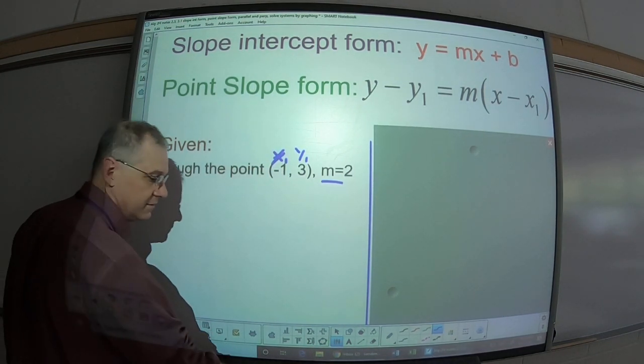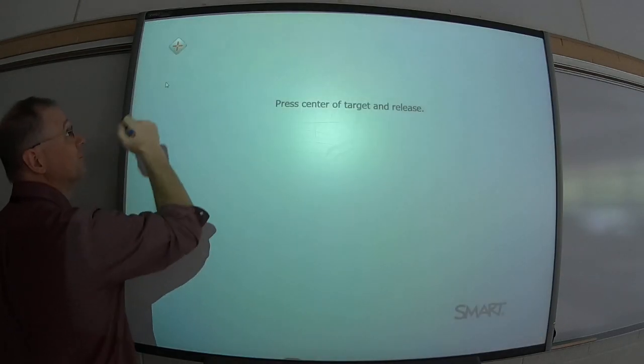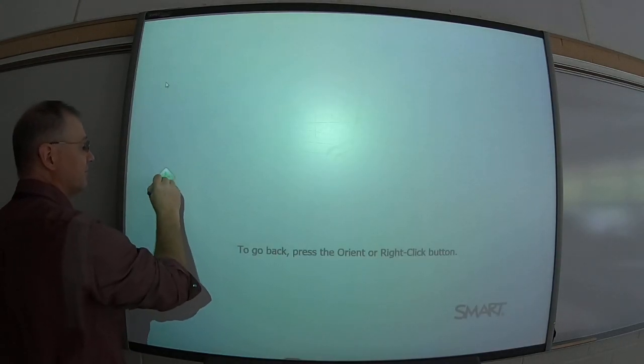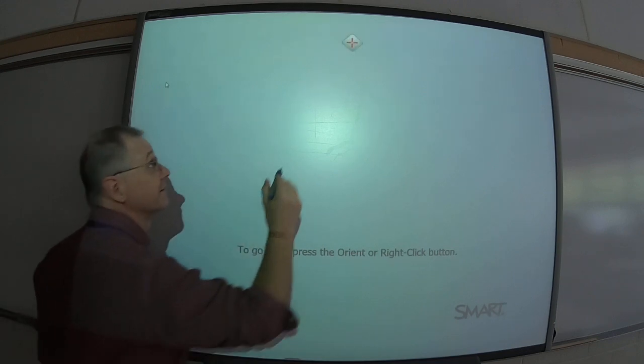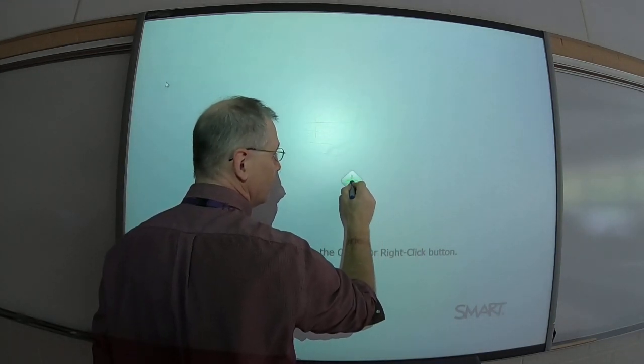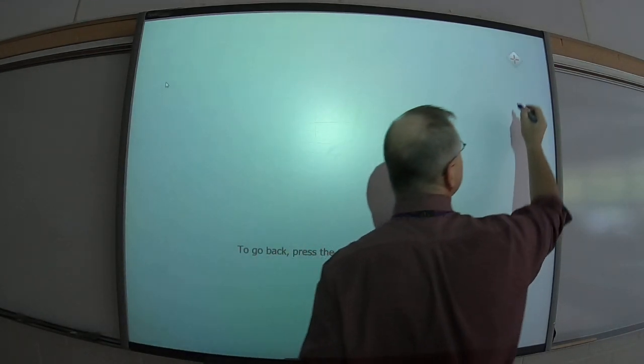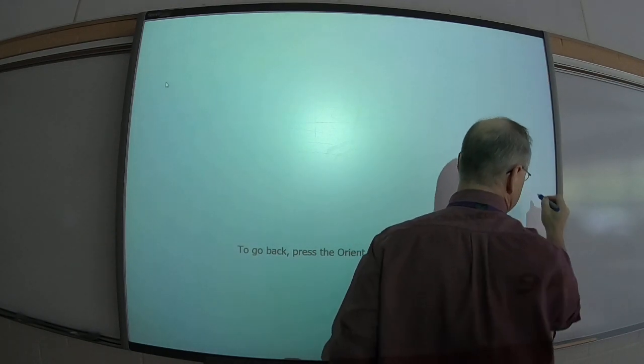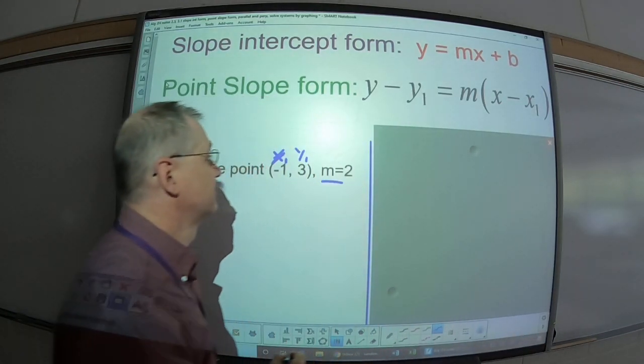So let me first align the board because it's a little bit off. Shouldn't be, but because I did this yesterday, but oh well. And now we can continue.